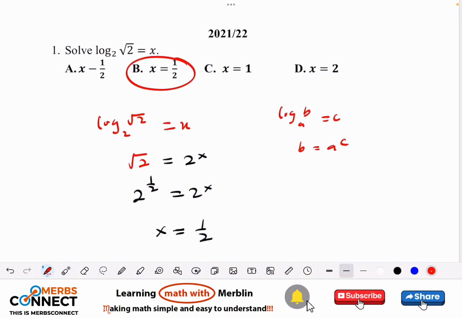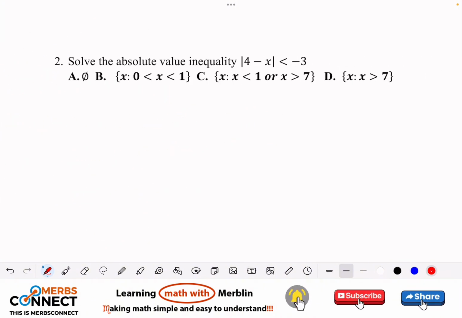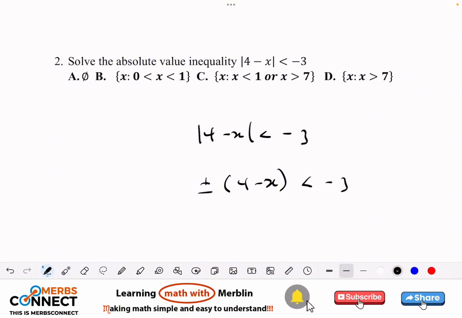Now let's look at 2. X minus this is less than minus that. So you will see that you'll be in a hurry to just say, okay, let me change this one to plus or minus (4 minus X), as we all know, and then you start doing. But one thing that you need to notice here is that this one, there is no solution. Even if you do it, you are not going to get a solution.